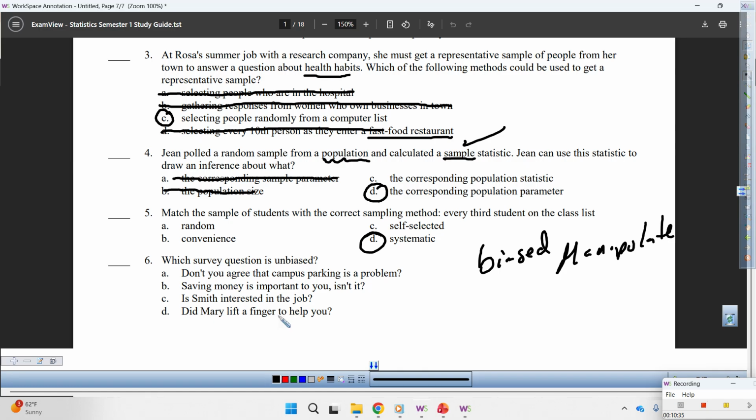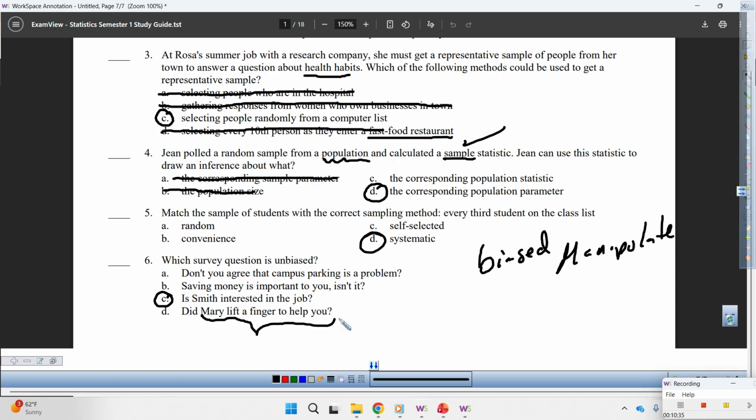Tell your neighbor the correct one. Which one is the unbiased? All right, Aaron, pass him one. Jacob. Correct answer is C. Very well. Because here in D, they're trying to manipulate you to think that Mary didn't lift a finger. Does that make sense?